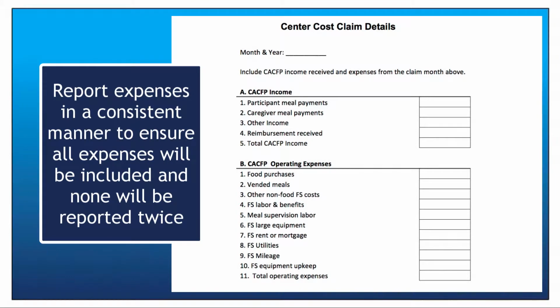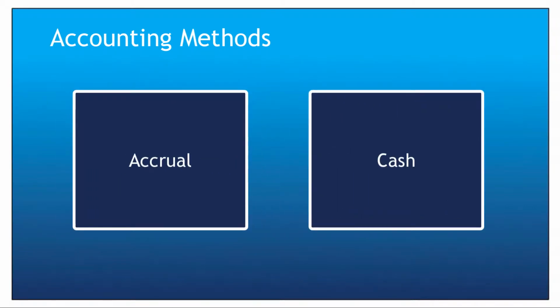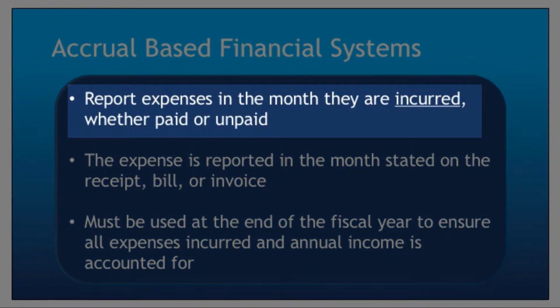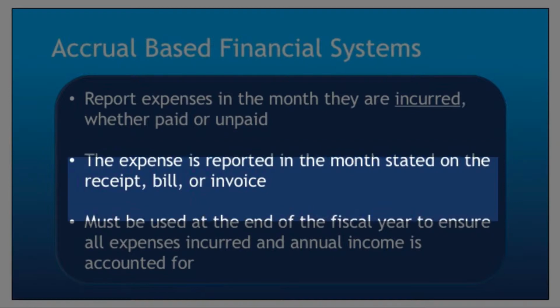All CACFP expenses must be reported in a consistent manner to ensure that all expenses will be included and none will be reported twice. Centers may choose to use either the accrual or cash accounting method when reporting expenses. Accrual-based financial systems report expenses in the month in which they are incurred, whether they are paid or unpaid. An expense is reported in the month stated on the receipt, bill, or invoice.